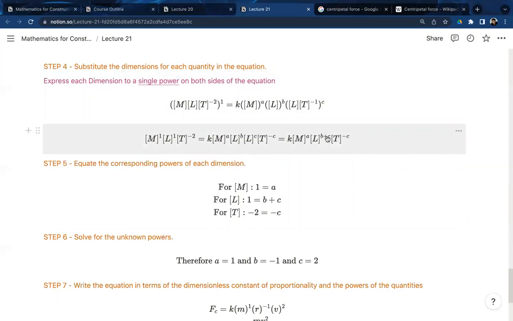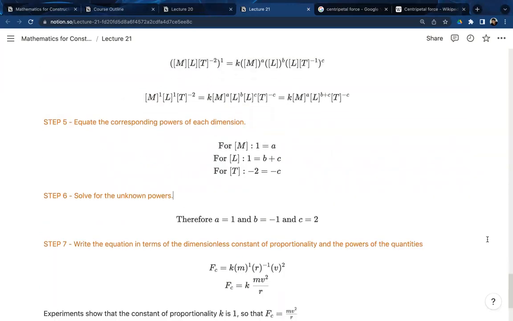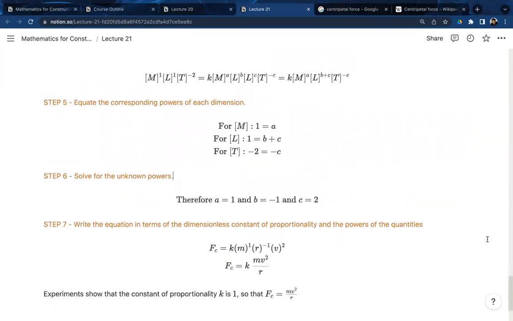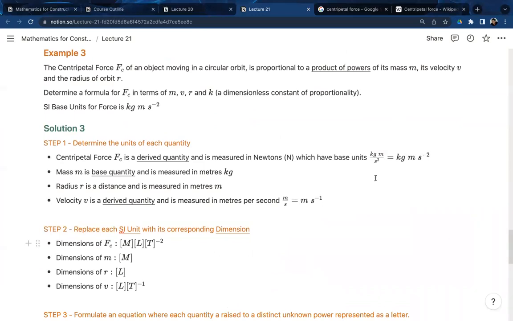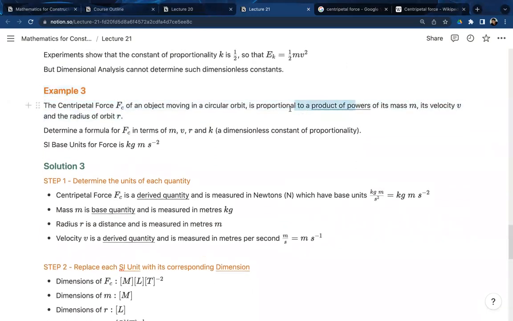That's how we got B plus C on the right is equal to 1. As this B plus C equal to 1 here, right? So I think these notes are very good to help you understand what to do. The hypothesis is that you have some equation that is always going to be a product of powers. That's what simple dimensional analysis is, with a constant of proportionality.